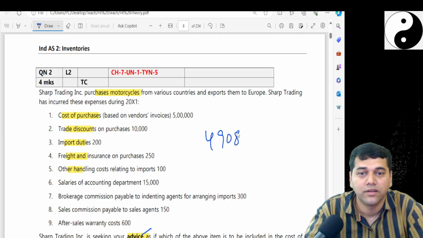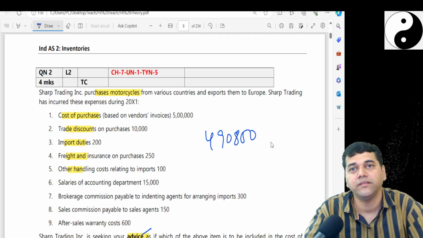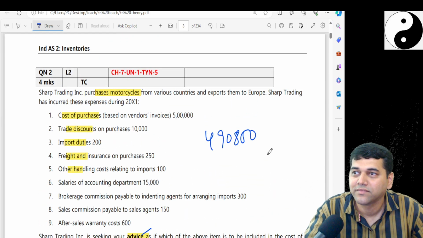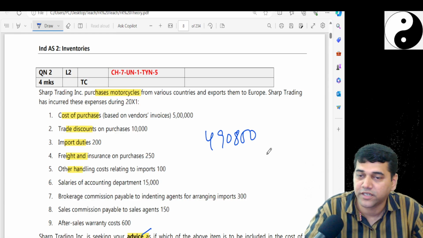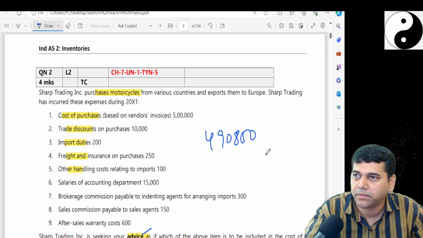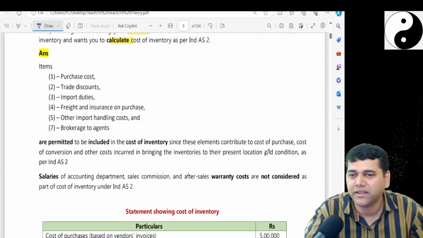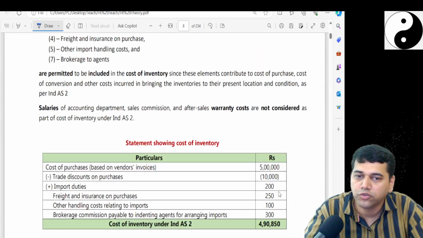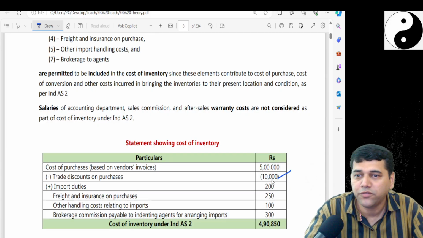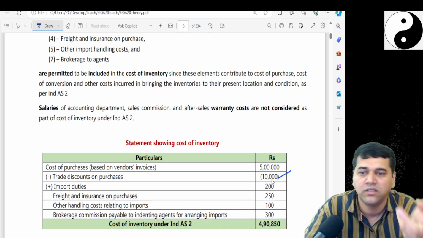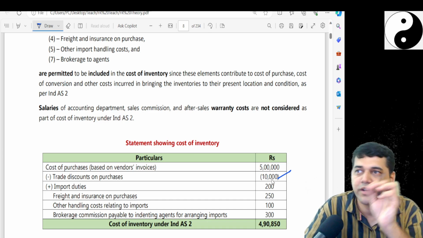90,000. Everybody? Trade discount on purchase is already deducted. So you would have got 4,91,000. Yeah, you can take it separately also. So 4,90,850. So where you show it separately, that doesn't matter. Because the question is very silent, if you assume that it is 5 lakh after deduction, it doesn't matter. But you give your assumption very clearly.